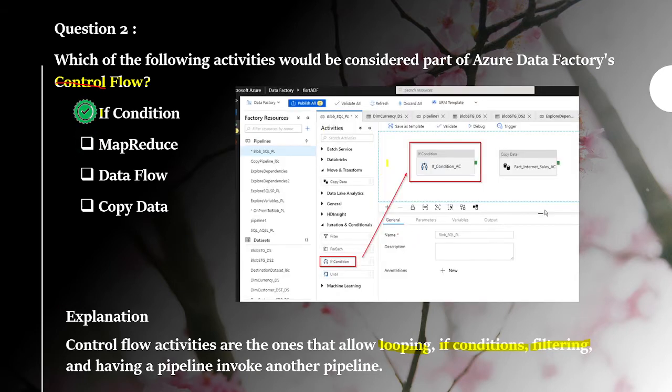I would like to show you this image of Data Factory. So here you can see the control flow, filtering is there, ForEach means the loop, and if condition. Okay. So please remember these 3 options.